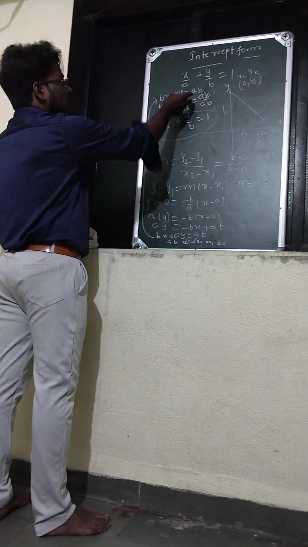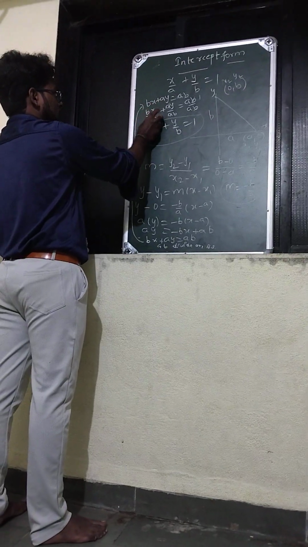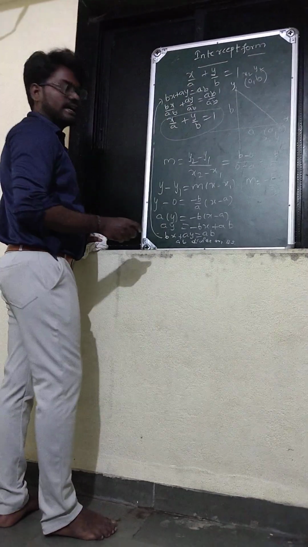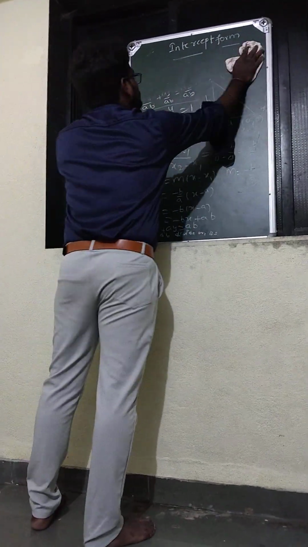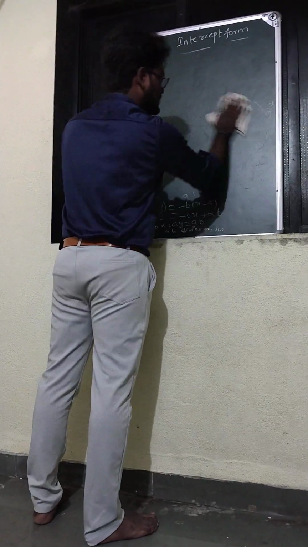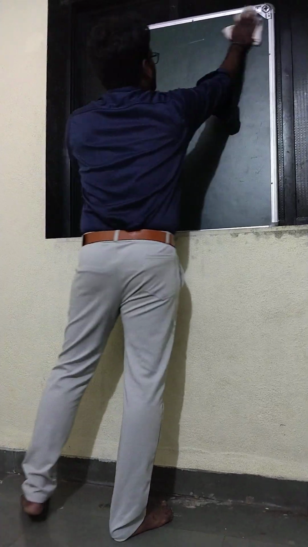Substitute the formula and divide with ab on both sides. Bx by ab, b and b cancel. Ay by ab, a and a cancel. Ab by ab is 1. So x by a plus y by b equals 1. And this is the intercept form.